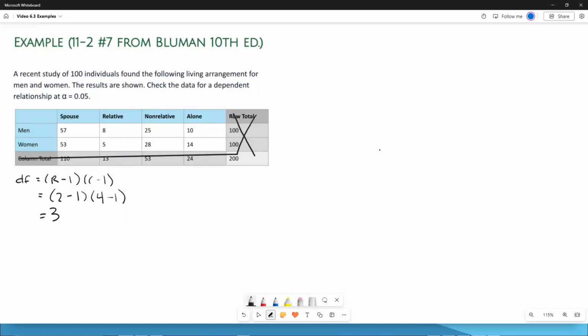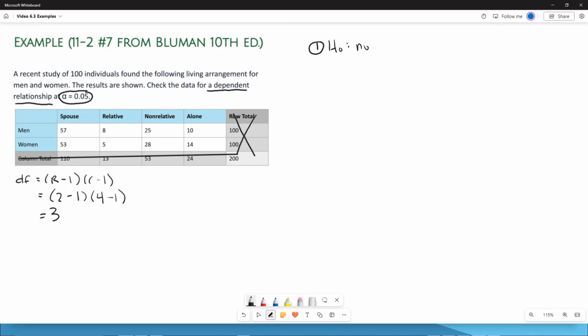Okay, the other information we were given here, alpha is 0.05, so they did give us a level of significance, and they said, check the data for a dependent relationship. So in this case, we are testing the alternative because we know that the null is independent. There is no relationship. So let's go ahead and do that first step.